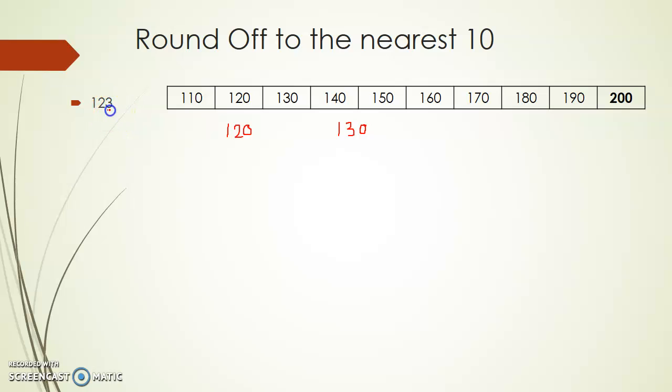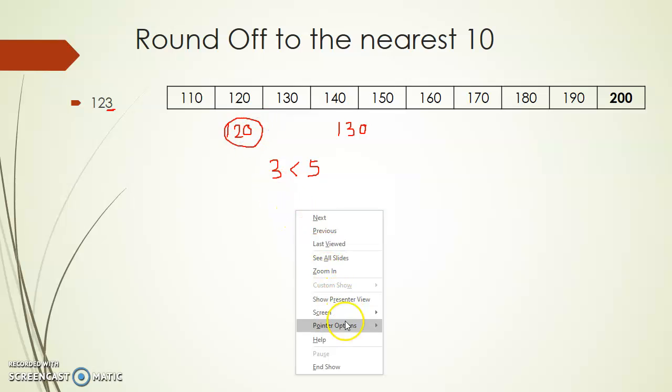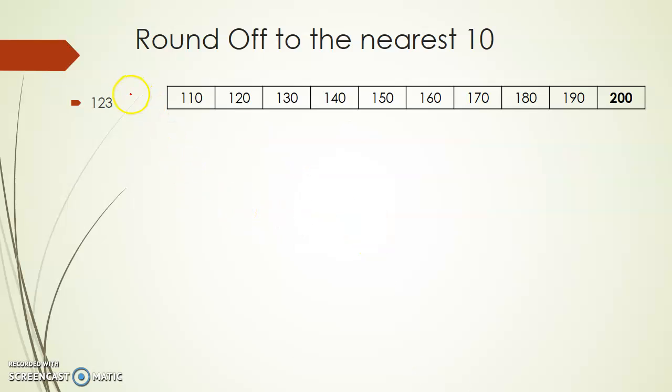Look for the digit in the ones place. Which is the digit in the ones place? It is 3. Right? 3 is less than 5. So round down. So if we round this to the nearest 10, what answer do we get? You get 120. Now let us look at another example.